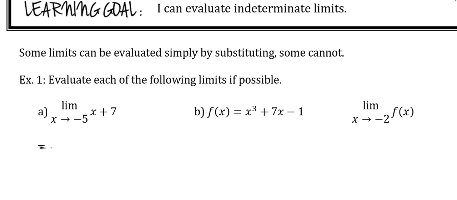So in this case, I just substitute. This is just a straight line. I put -5 in, plus 7, and I get 2. There's nothing more interesting to it than that. And again, we know about that function from grade 9. It's such an easy one, but it's just a linear function. There's no breaks in it. There's nothing weird happening, so I can just sub in.